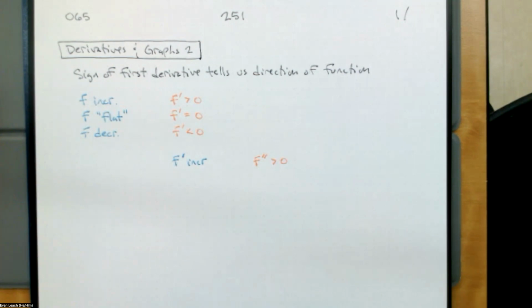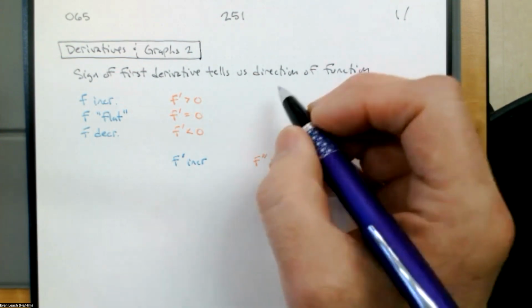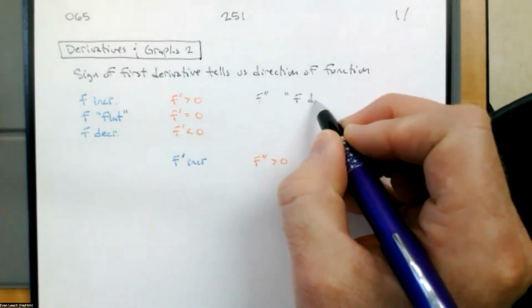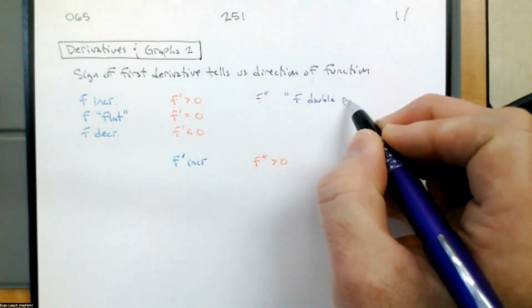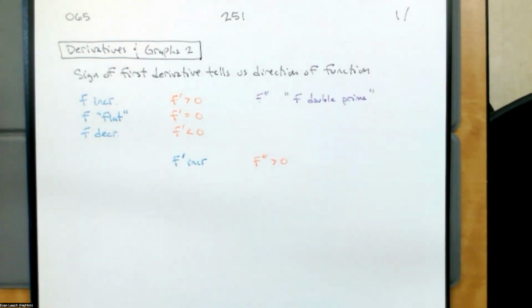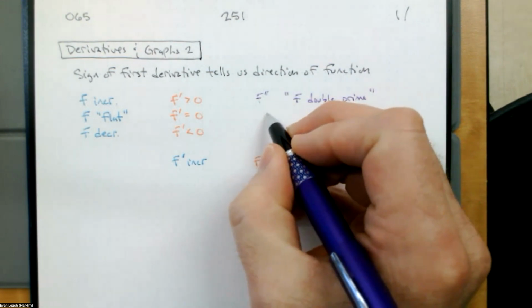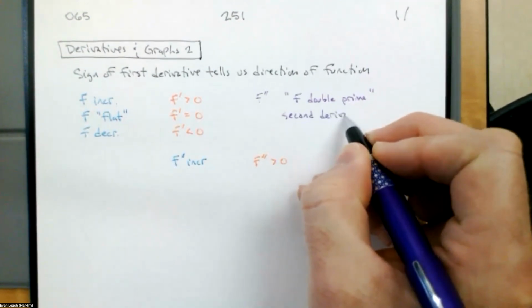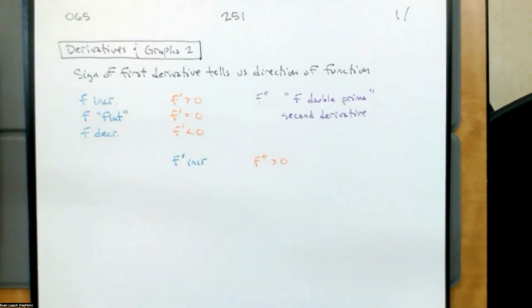Double prime is the second derivative. So this symbol here, f double prime, we say f double prime. We write f double prime, we say f double prime, we mean the second derivative.